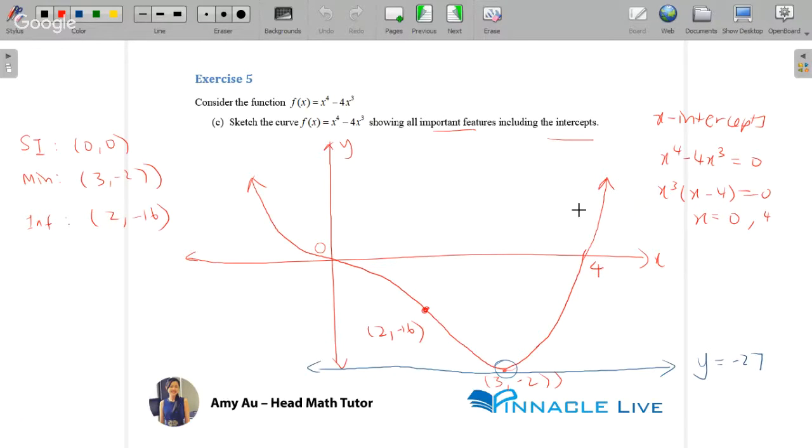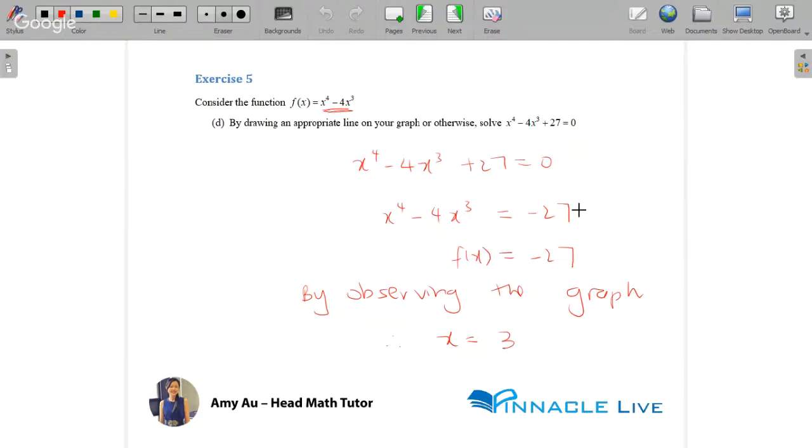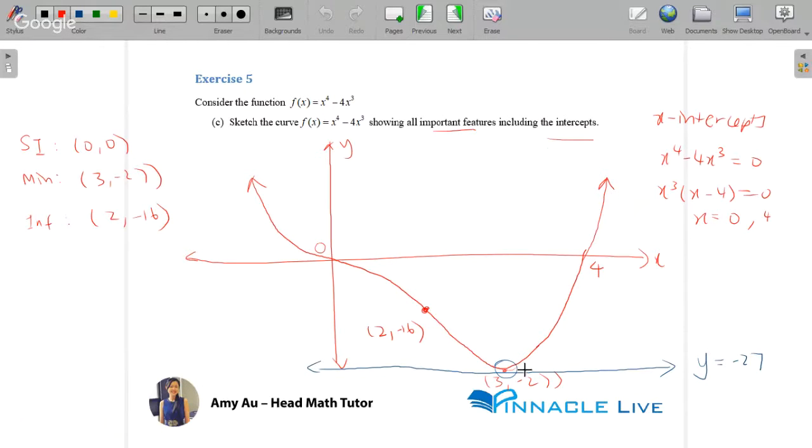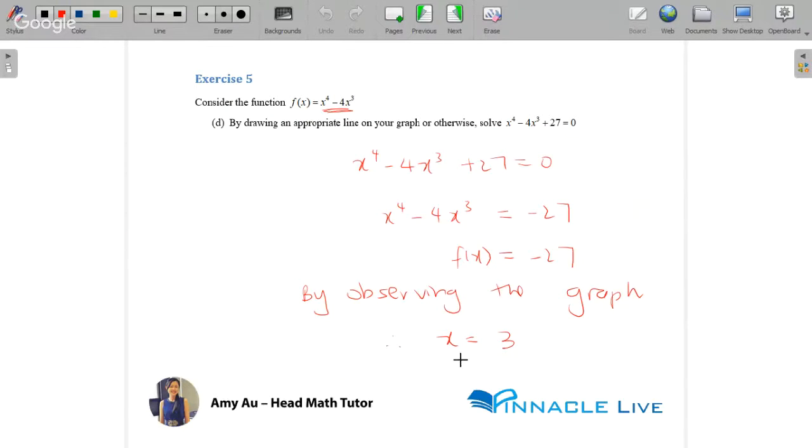And then finally, we use this graph to solve this equation. So you're solving this to minus 27, meaning you go to the graph and look at where y is minus 27, which is when x is equal to 3. That's your answer. Okay, so that's usually like a 1 marker that distinguishes your band 6 students from your band 5 students: being able to utilize the graph and apply a bit of critical thinking to answer the question.